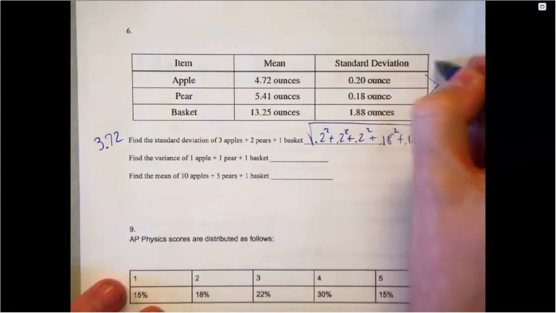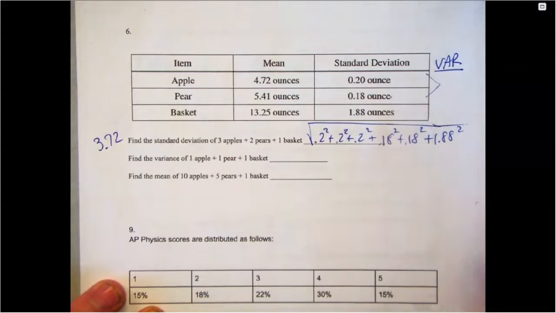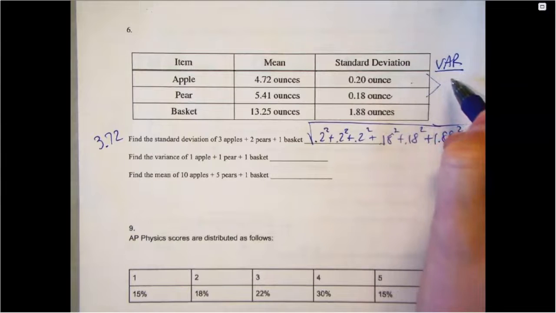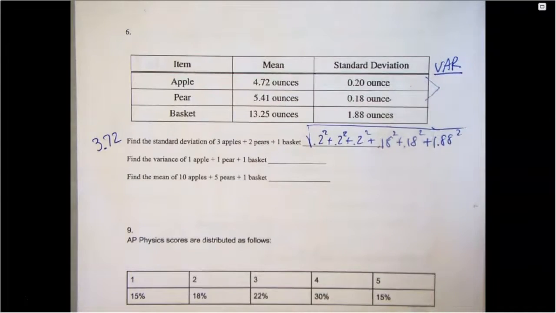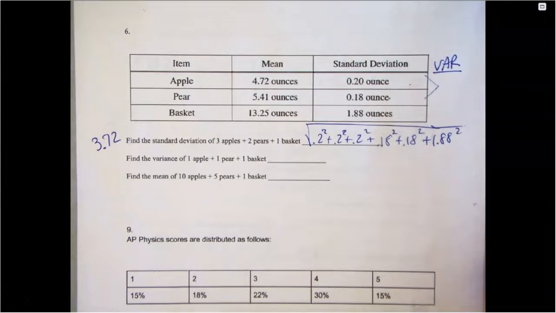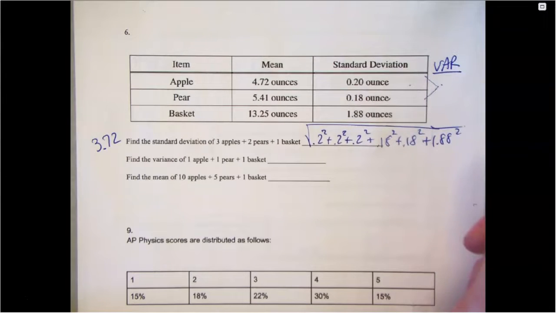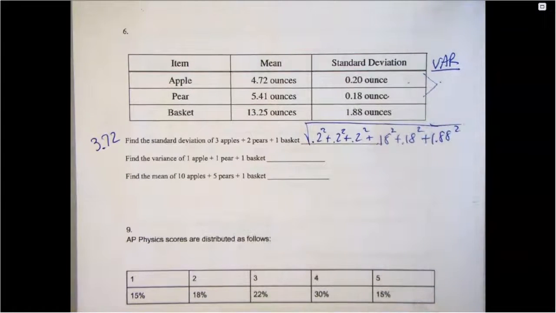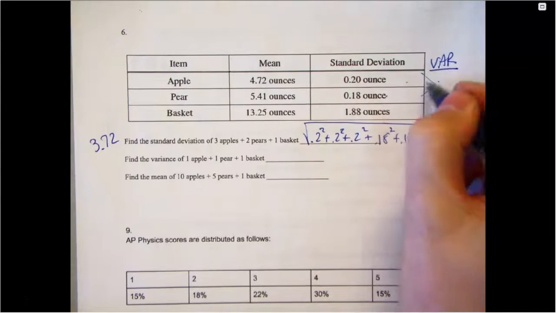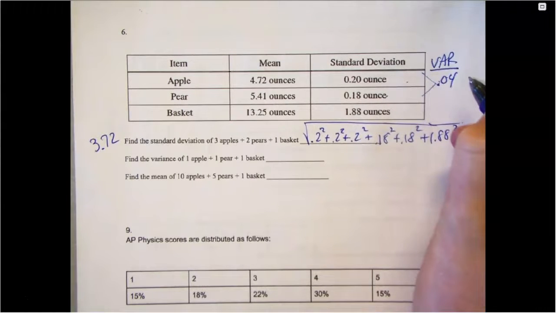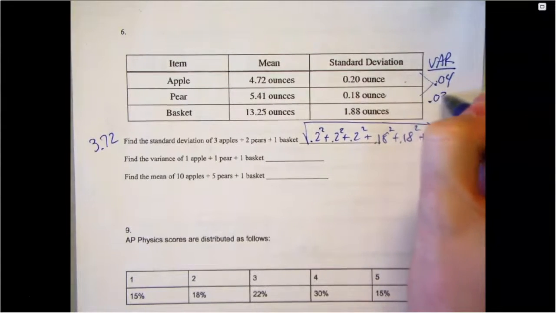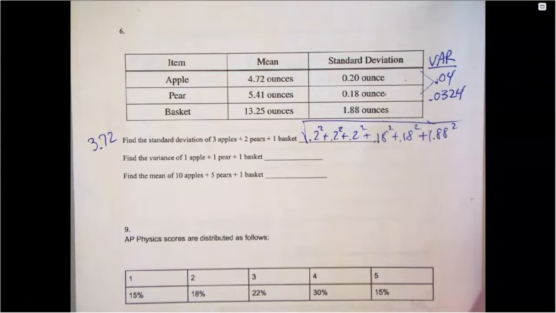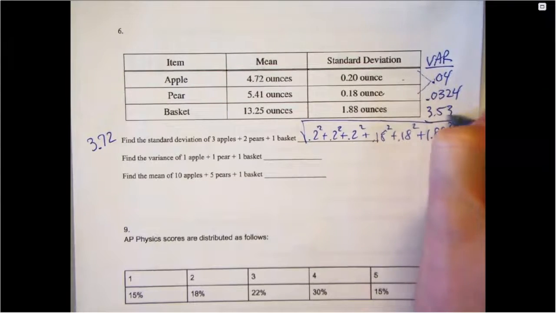So variance might be helpful to just make another column over here. So how do I go from standard deviation to variance? Are you guys still typing? I think I'm going too fast. How do I go from standard deviation to variance? Square it. Variance equals standard deviation squared. So this is 0.04, 0.0324, and 3.5.